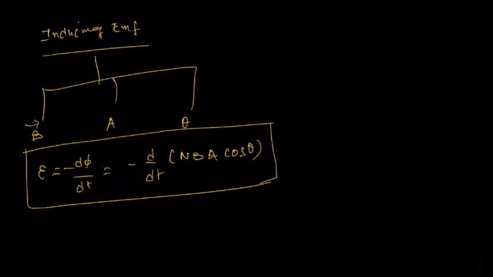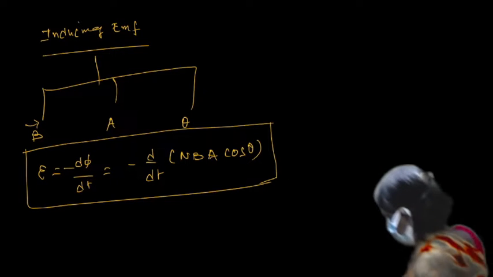N, the total number of turns of the coil, B the magnetic field, A the area enveloped or enclosed by the coil, and cos theta, where theta is the angle, the orientation of the coil with respect to the magnetic field.